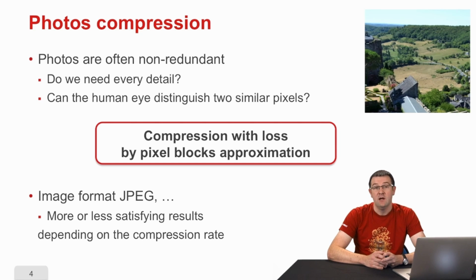This means the data returned will be different from the original. It will be slightly less detailed, but it will weigh much less since a lot of details won't have to be stored, so the pictures will have their size reduced a lot. The result can be more or less satisfying depending on the compression rate.